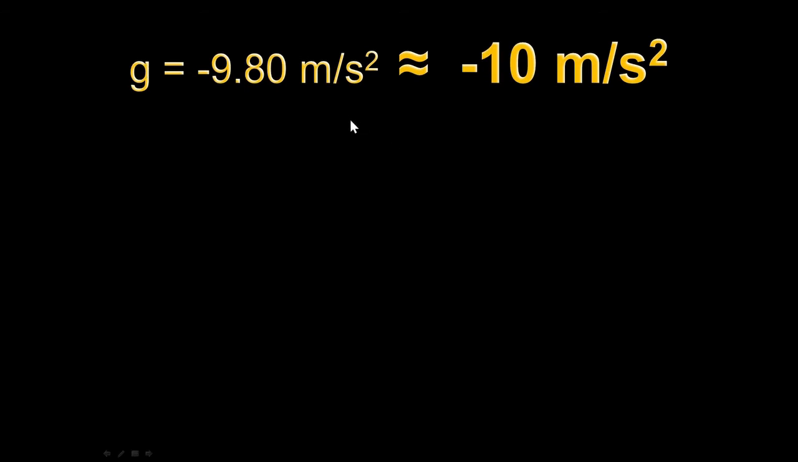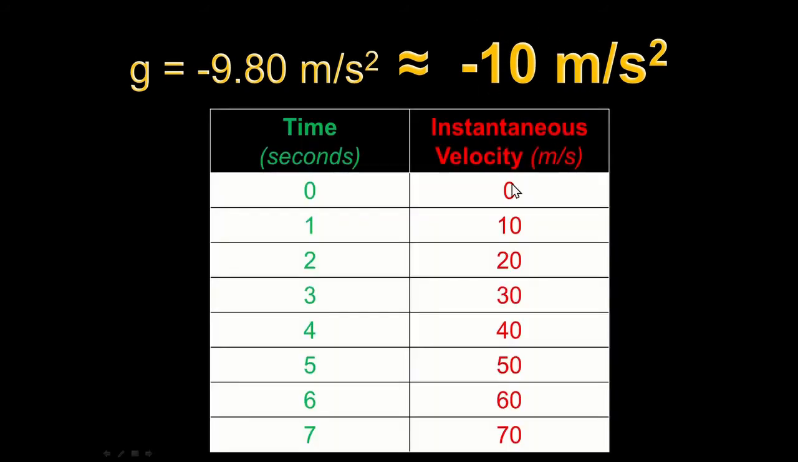And on an AP exam or any other test, often you can just say, hey, that number there is really, really close to negative 10 meters per second squared. Just getting an idea for acceleration, you can just round up and say, hey, that's kind of close. So negative 10 meters per second squared is close enough that when we're doing multiple choice questions on tests, we can absolutely use that number.